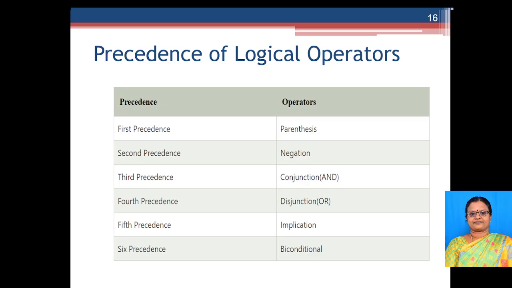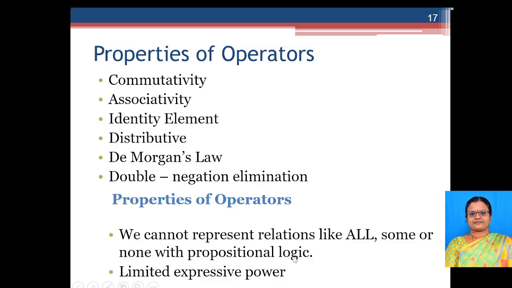Suppose in your statement, like in a compound proposition, I have many logical operators, then how will the agent process it? For this we need the precedence of logical operators. The first priority is given to the parentheses, followed by negation, followed by conjunction, followed by disjunction, followed by implication, and finally biconditional.